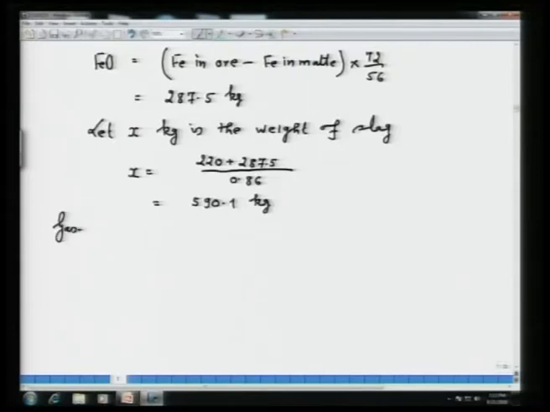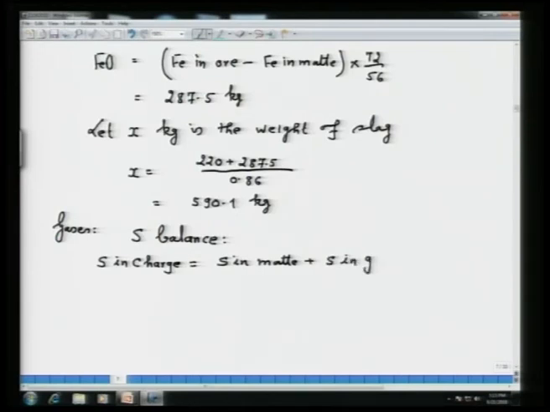So, now about the gases. We have to know the amount of gases. Now, for the gases we have to do sulfur balance. Now, what does this sulfur balance say? Sulfur in charge is equal to sulfur in matte plus sulfur in gases. That is what the sulfur balance is.